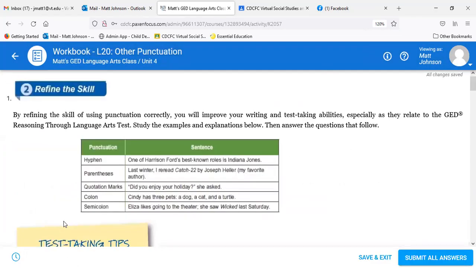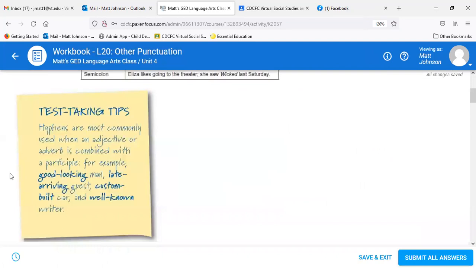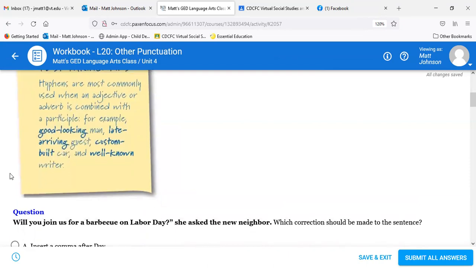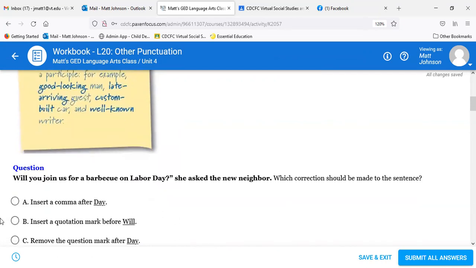Okay, let's see here. Test taking. Hyphens are most commonly used with an adjective and/or adverb combined with a participle, right? So for example: good-looking man, arriving guest, custom-built car, well-known writer, right? Those you'll kind of find intuitively when you use them, but you won't see them all the time, just some of the time. Okay, so let's take a look at the workbook.